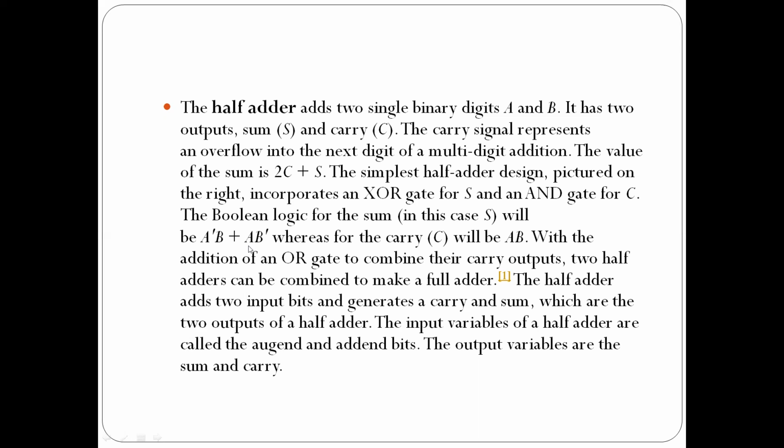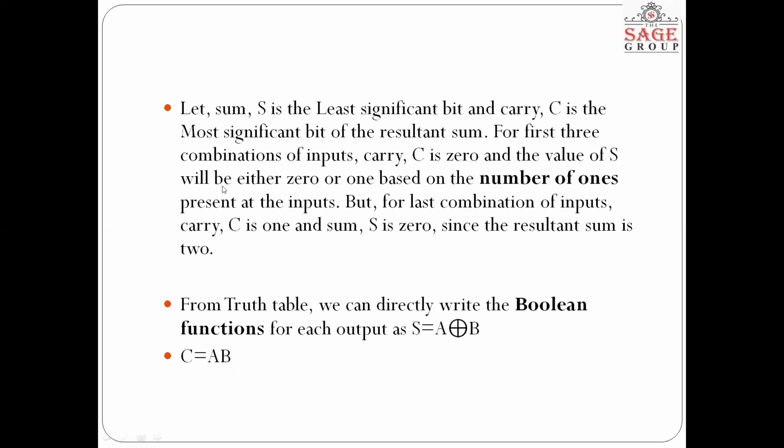So this equation is for the XOR gate, where for the carry we will use AB. So here, two gates are required, the XOR and the AND gate. With the addition of an OR gate to combine their outputs, two half adders can be combined to make a full adder, right? So a half adder takes two inputs and generates one carry and one sum, which are the two outputs of a half adder, right? So let sum be the least significant bit and carry the most significant bit of the resultant sum.